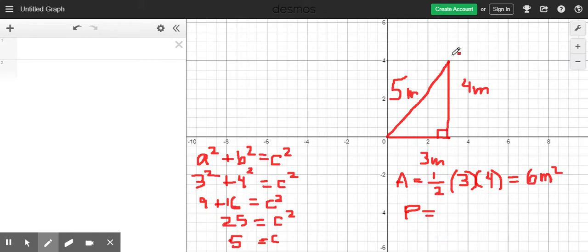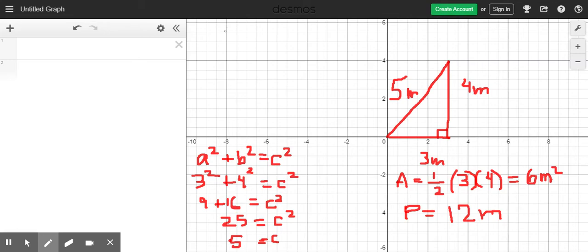Okay, now we can find the perimeter. We take 3 plus 4 plus 5. We have 12 meters would be the perimeter. Now, the nice thing about the Pythagorean theorem is you can find a side length, or you can also look at any given 3 side lengths and figure out if it's a right triangle. If it fits the Pythagorean theorem and makes it true, you know it is a right triangle.